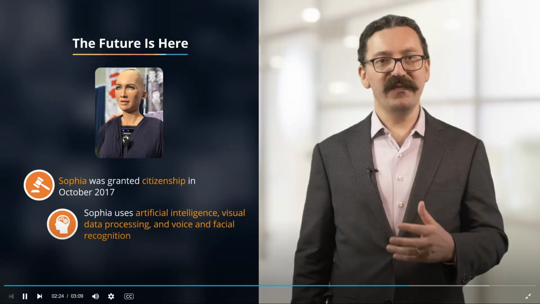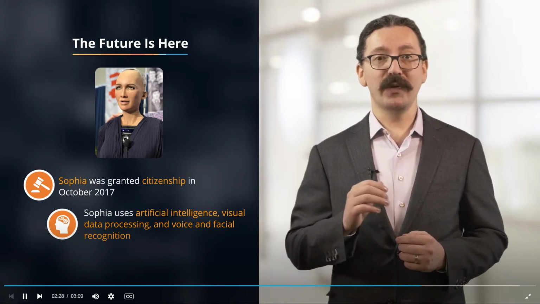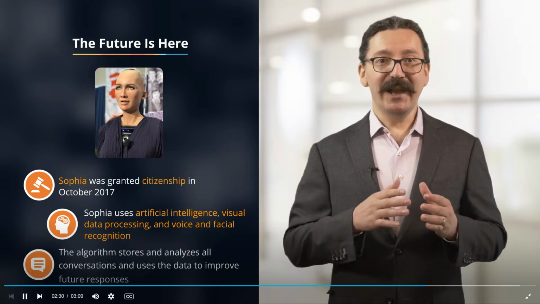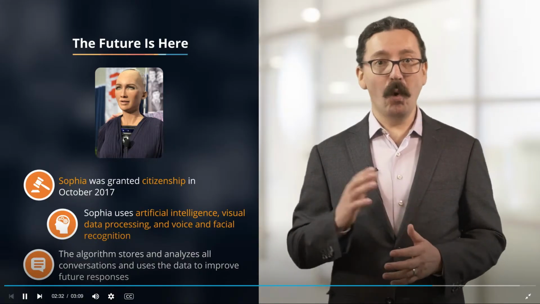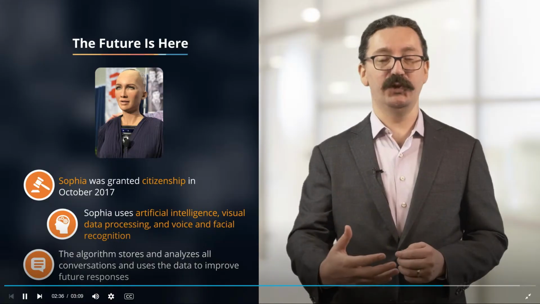Sophia is a social humanoid robot created by Dr. David Hanson at Hanson Robotics. Sophia uses artificial intelligence, visual data processing, and voice and facial recognition. Its algorithm stores and analyzes all the conversations and uses this data to improve the responses in the future.